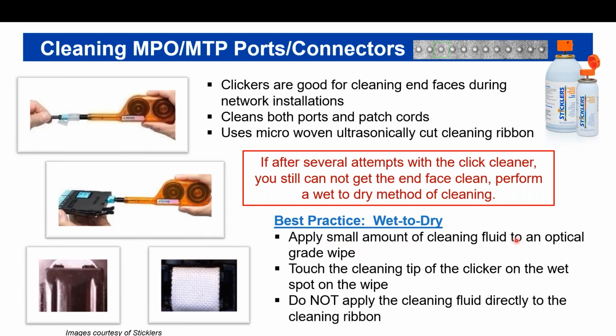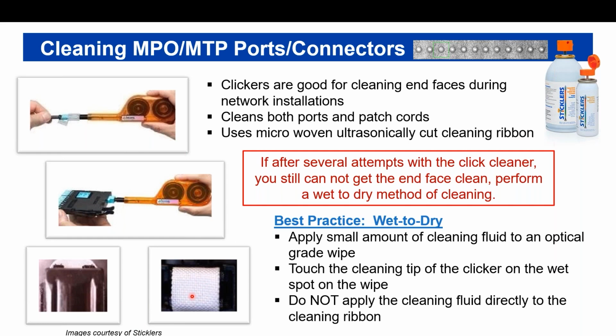So they say apply a small amount of cleaning fluid to an optical grade wipe. So you put this fluid right onto the wipe, touch the tip of the clicker onto the wet spot on the wipe, and then go ahead and click whatever it is, your jumper or your port or whatever it is. What they don't suggest, or what you shouldn't do, unless you've got unlimited budget, is to spray the solvent directly on the end of the click cleaner.